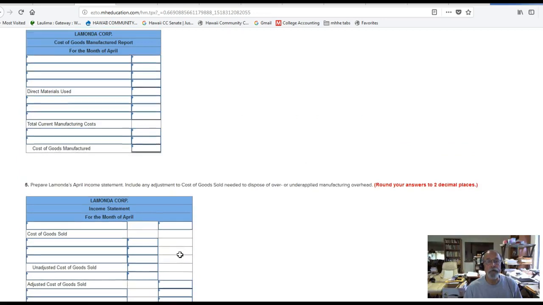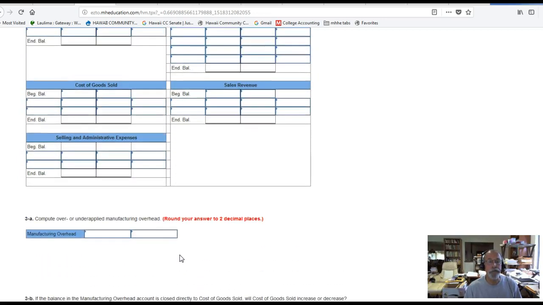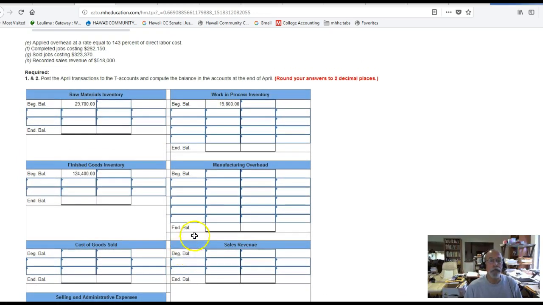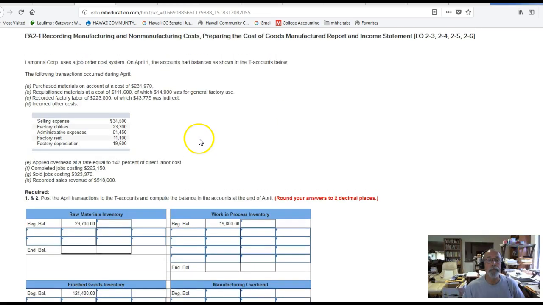Looks like we have a number of requirements here. And requirements 1 and 2 are asking us to post the April transactions to the T accounts and compute the balance in each of the accounts at the end of the month, at the end of April. So let's go back to transaction A. Purchased materials on account at a cost of $231,970.